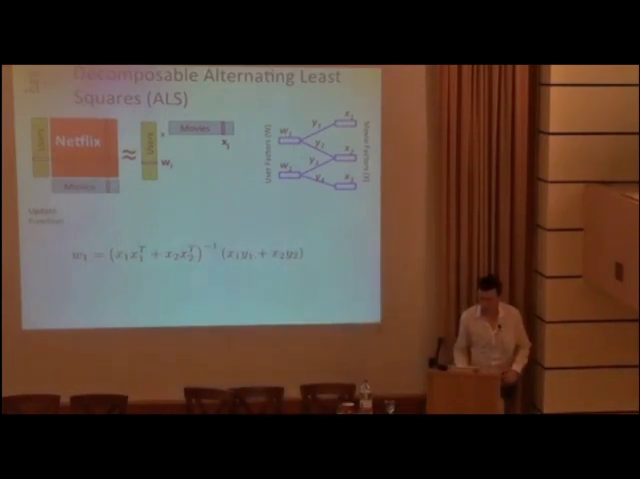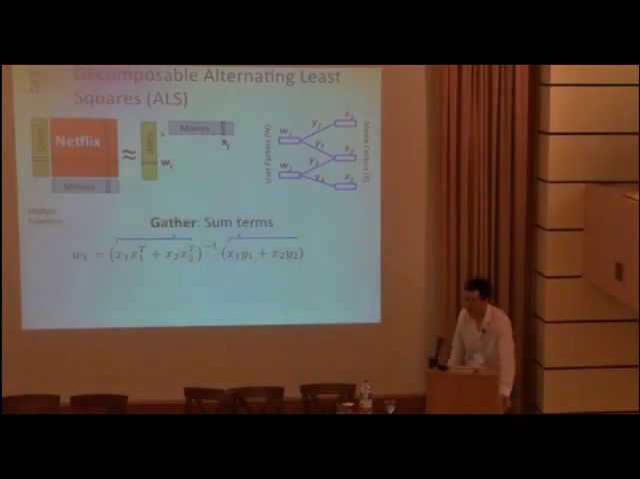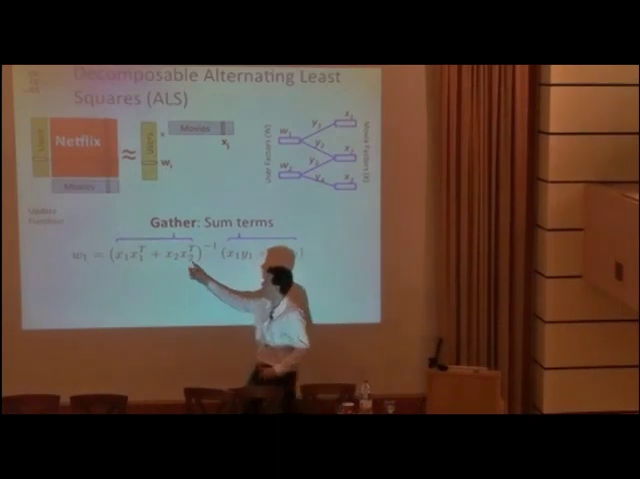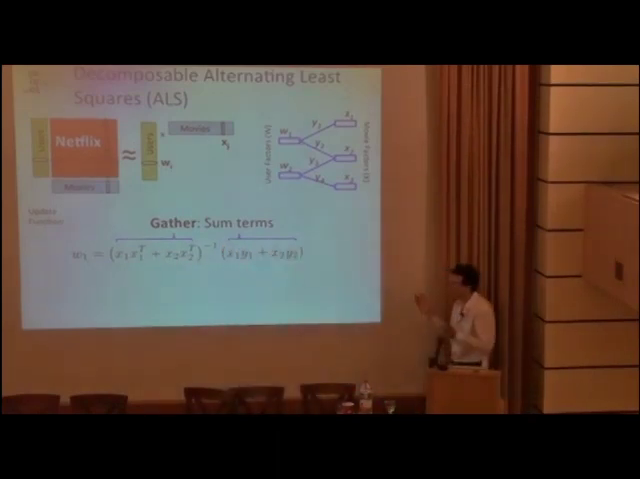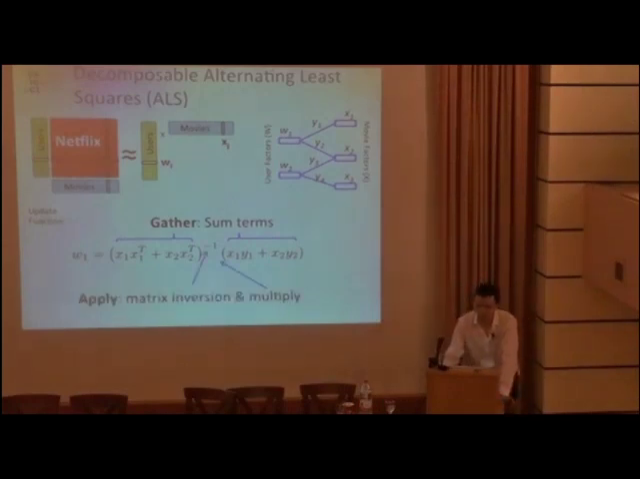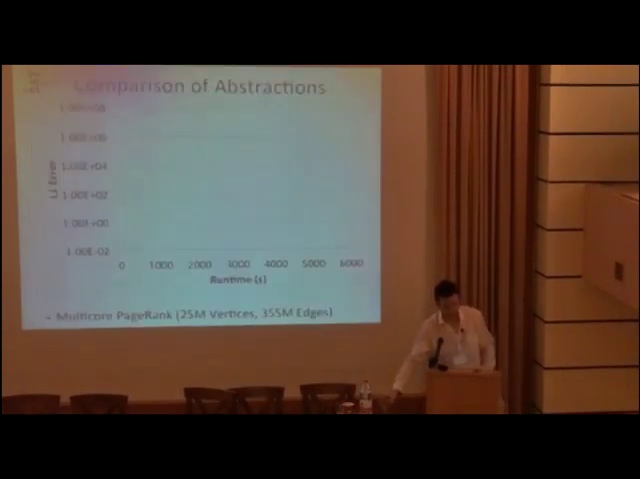And it might seem unclear how you implement this using the description I said before, but it's actually quite simple. The gather phase estimates this matrix from your neighbor and this vector from your neighbor using just sums of terms. And the apply phase does the matrix inversion locally and multiplies the matrix with the vector. All right, so that was our new abstraction.